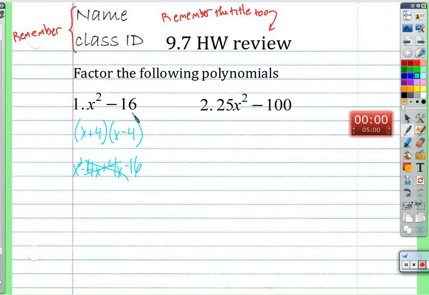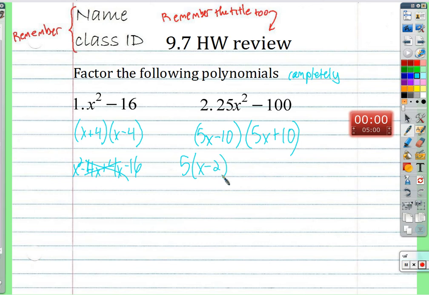Okay. So, number two. How do we go about number two? How do we factor that? Share a factor? Yeah. What do they share? Five. A five. So we could write this as five times x minus two.